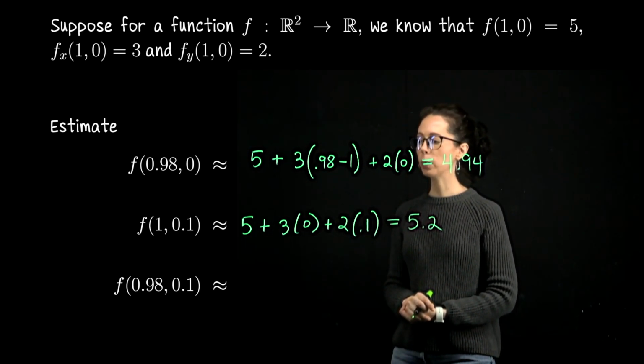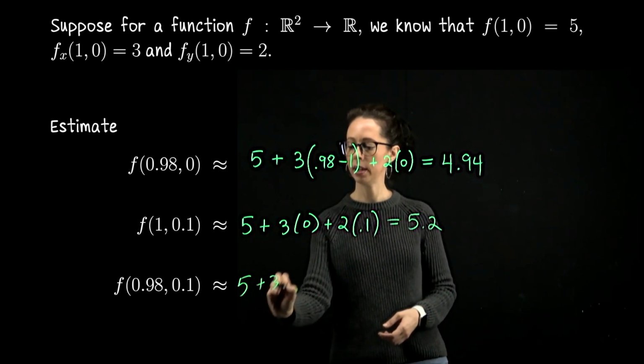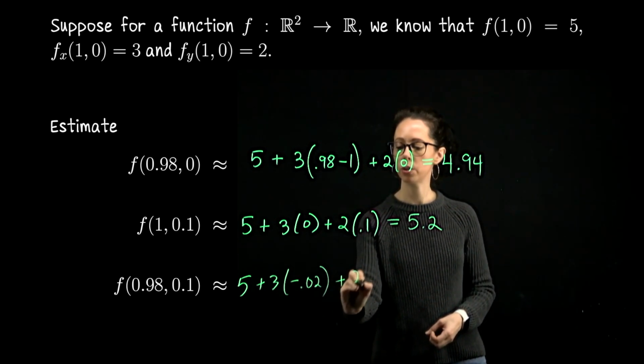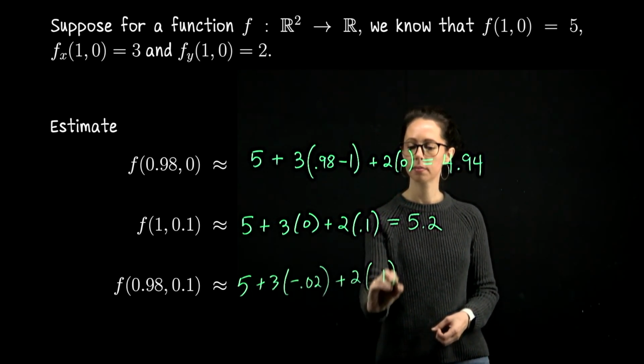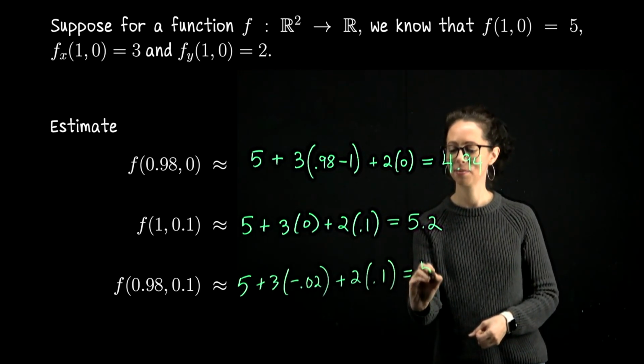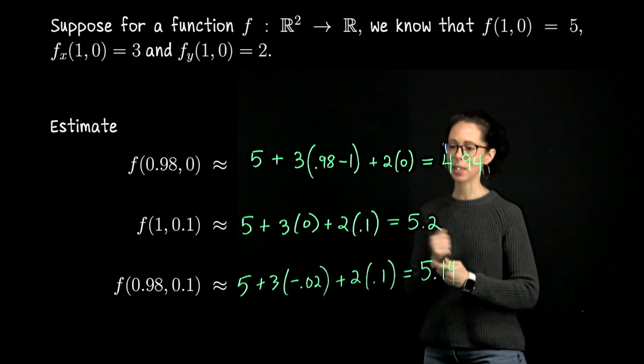And then for the third line, we're changing both x and y. So we'll have 5 plus 3 times negative 0.02. Here I'm just putting the change in x, plus 2 times the change in y. So that's going to be 5.2 minus 514. Okay, that's all I wanted to run through with this example.